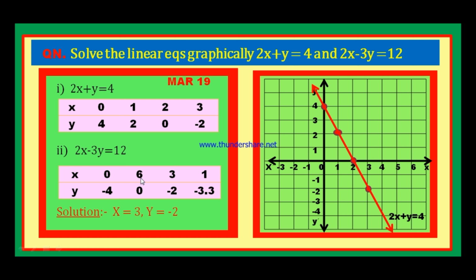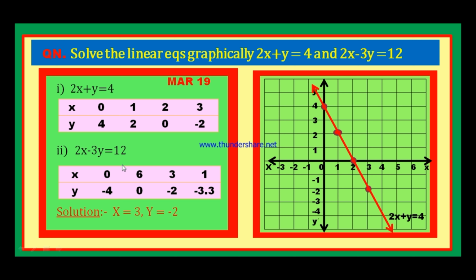Then take x is equal to 6. 2 into 6 is 12. Minus 3y is equal to 12 minus 12, which is 0. And y is equal to 0 by minus 3, which is 0. Then take x is equal to 3. If you take x is equal to 3, 2 into 3 is 6. Minus 3y is equal to 12 minus 6, which is 6. And y is equal to 6 by minus 3, that is minus 2.